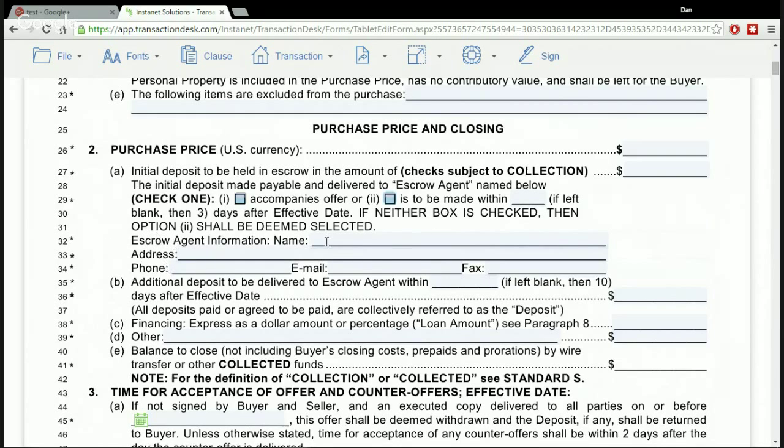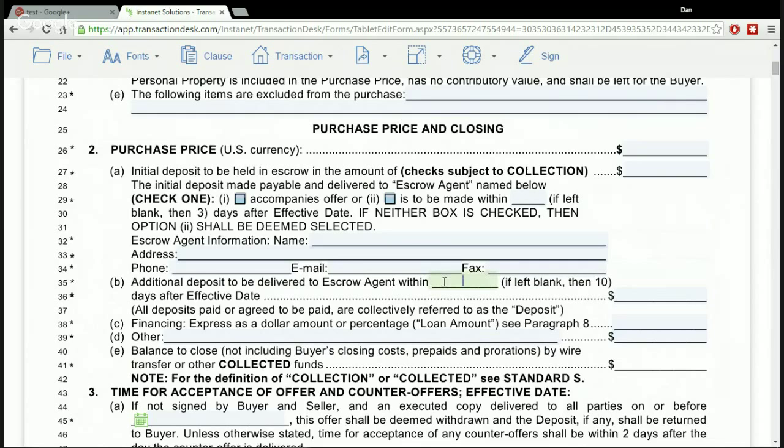Under here, 32 through 34, you're going to put the escrow agent information. This can be a title company that you have a relationship with that could possibly transfer it over later if the seller chooses a different title company, or you might find out who the seller intends to use ahead of time and just go ahead and put it down there to begin with.